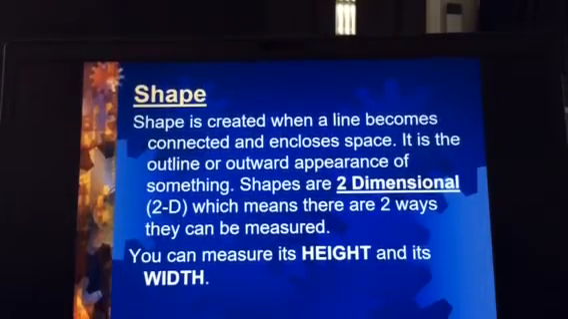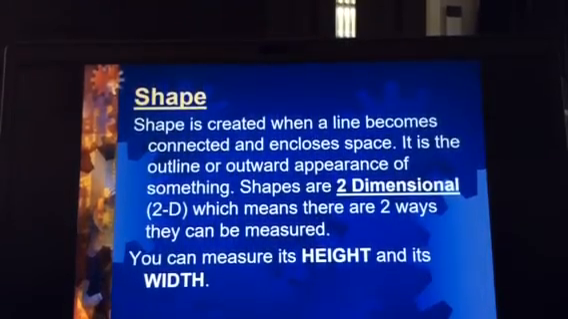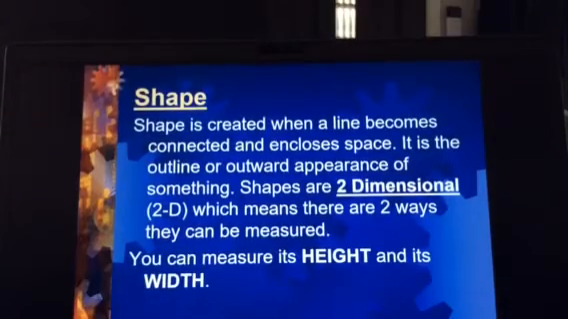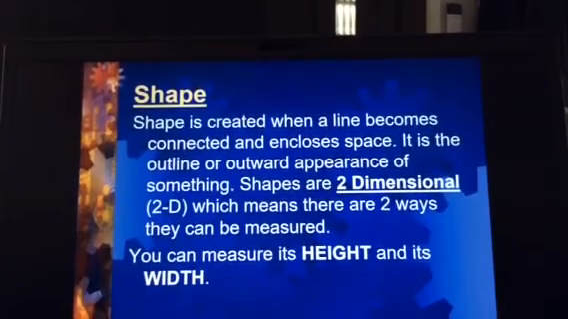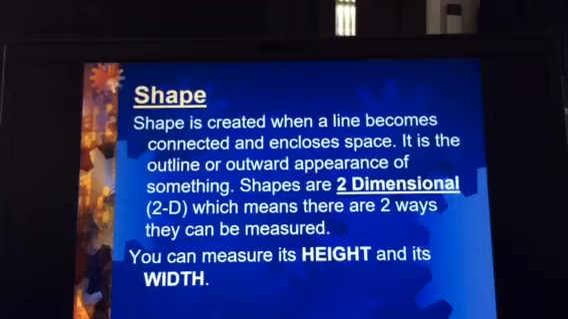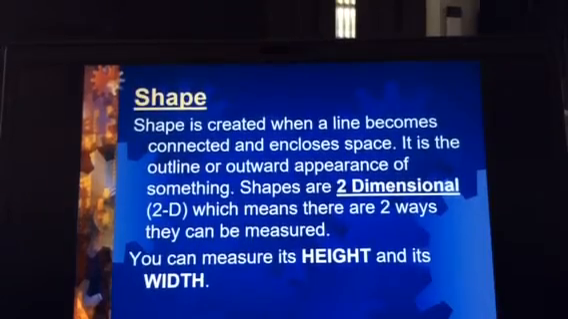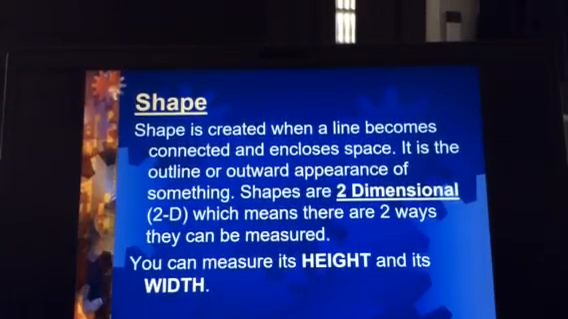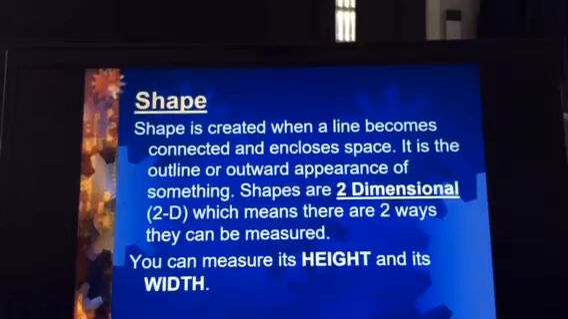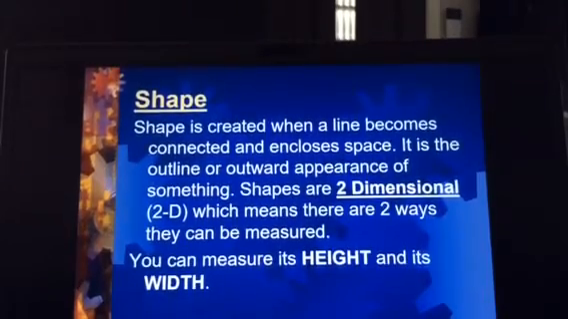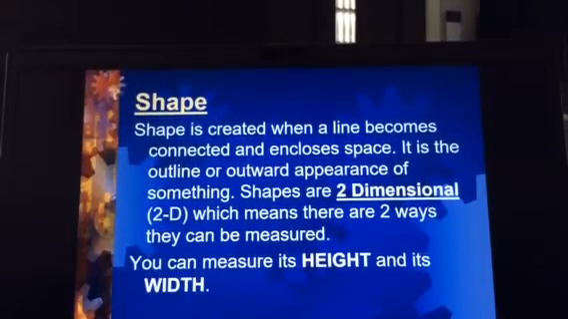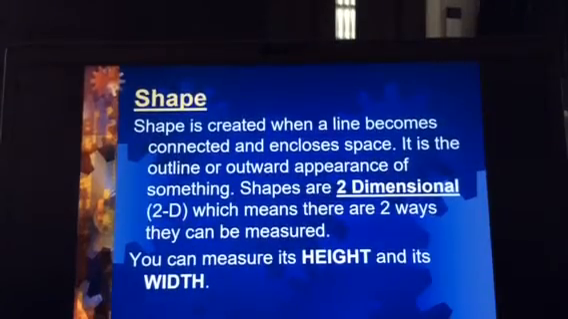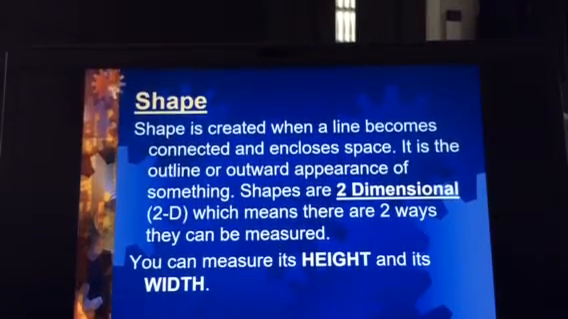Shape. Shape is created when a line becomes connected and encloses space. It is the outline or outward appearance of something. Shapes are two-dimensional or 2D, which means they have 2 ways they can be measured. You can measure its height and its width. There are 3 basic types of shape.